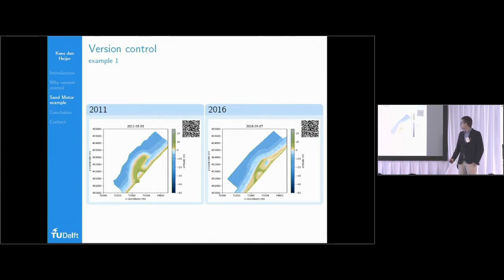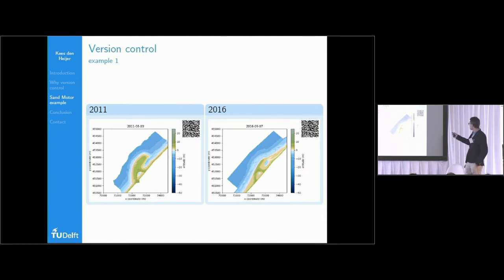Well, to come back to the Sand Motor, here I have two pictures of the elevation level of the Sand Motor. So you see in blue, you see the sea, and in more brown and green colors you see the land, the beach. And these are two time slices of the same data set. And with these figures I put the QR codes in the corner. And if you check these QR codes, you will end up with a script that creates these figures.